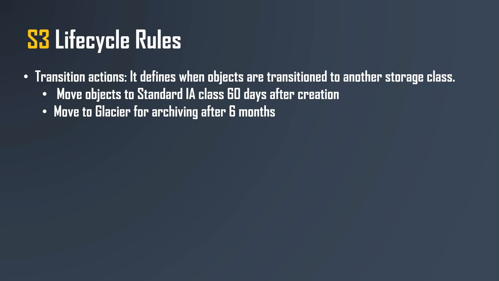So lifecycle rules, what are they? You can define transition actions, which are helpful when you want to transition your objects from one storage class to another. For example, you are saying move objects to Standard IA 60 days after creation, and then move to Glacier for archiving 6 months later. So fairly easy and fairly natural.